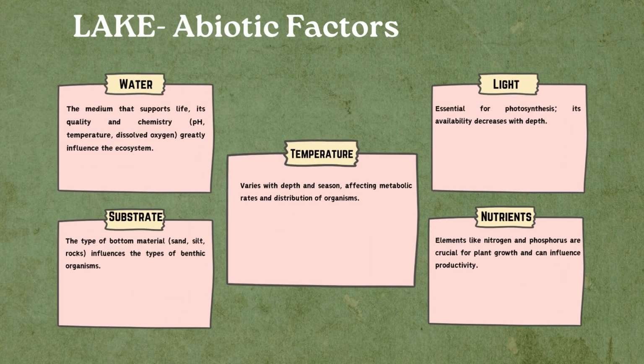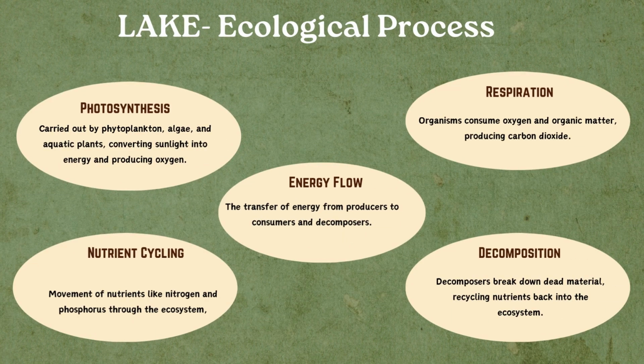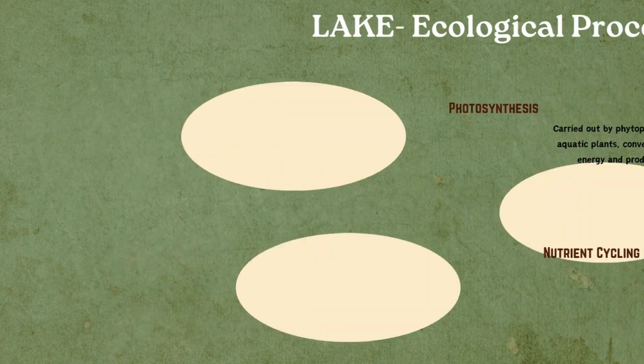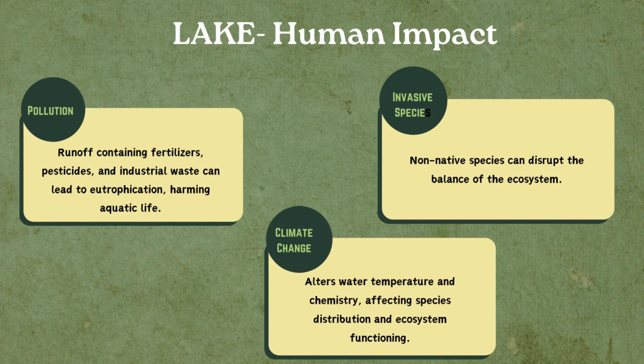For abiotic factors of the lake, we have water, substrate, temperature, light, and nutrients. For ecological processes of the lake, we have photosynthesis, nutrient cycling, energy flow, respiration, and decomposition. We also have seasonal dynamics of the lake. Firstly is thermal stratification. Then for ice cover, in cold climates, lakes may freeze over in winter, affecting gas exchange and biological activity. Human impact on the lake.